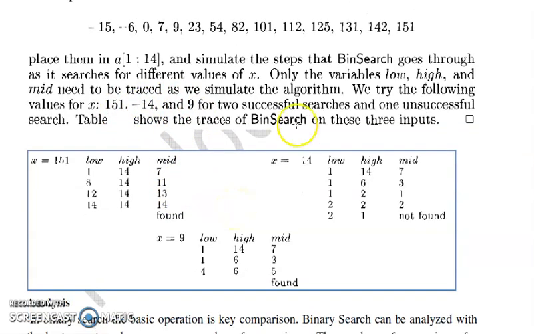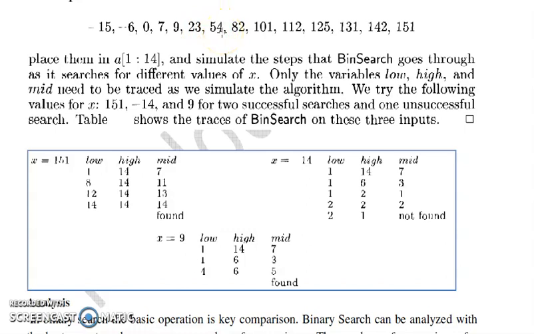Now let us trace this algorithm. First our key element is 151. We have three variables, low, high and mid. Low is 1, the first element in the array, and high is 14, the last element in the array. Now the middle element is 7. Counting 3, 4, 5, 6, 7, 54 is the 7th element in the list.